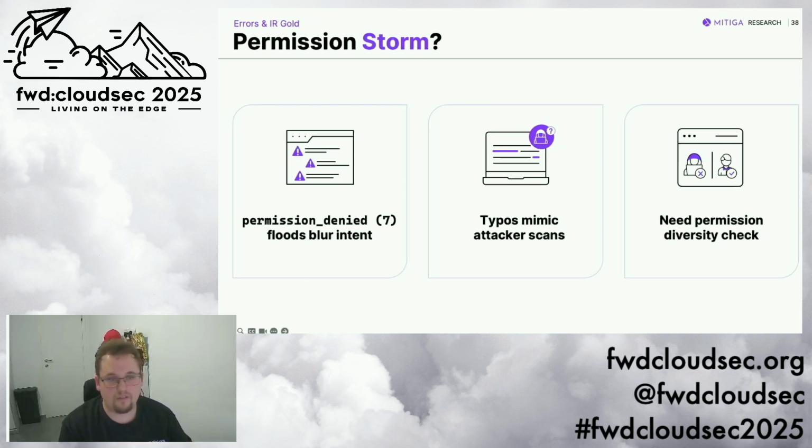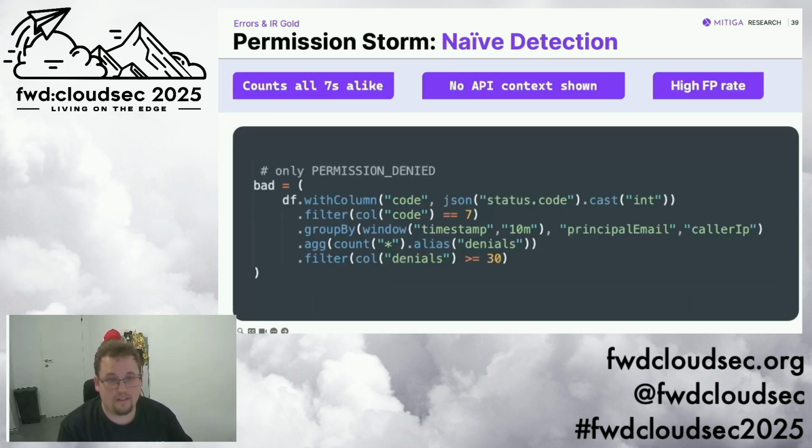Again, if we just look for permission denied, we could have multiple cases of false positives and no context. A naive approach here would be pretty similar: 30 denials for a specific user from an IP. Again, this won't help incident response and could cause high false positive rates.